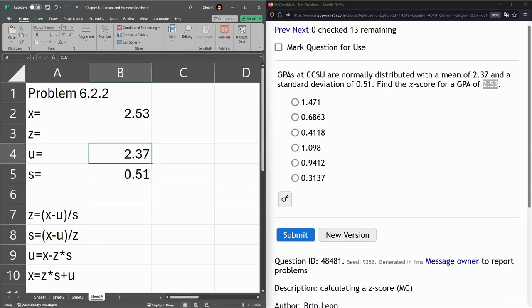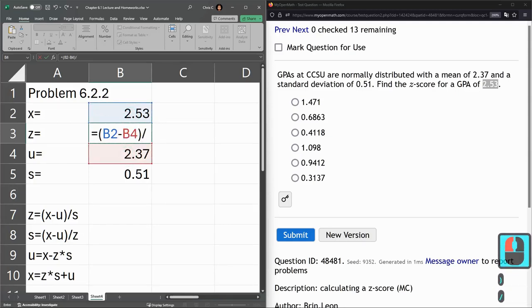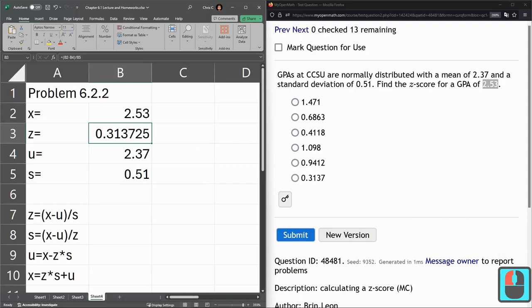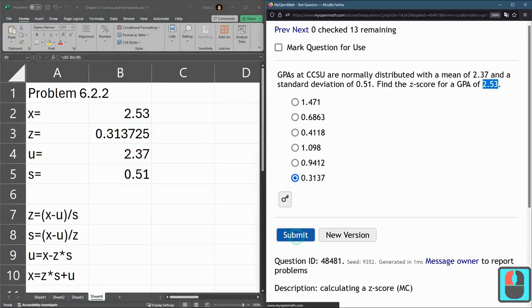So this is pretty close to the average, so I don't anticipate a large z-score because we're not that many standard deviations away from the average, but we still need to compute it. So in this cell right here, I'm going to go x minus u. We have to use parentheses here. So I have x minus u, close parentheses, divided by our standard deviation. And right here, 0.313, this is multiple choice. We're going with that. Submit.